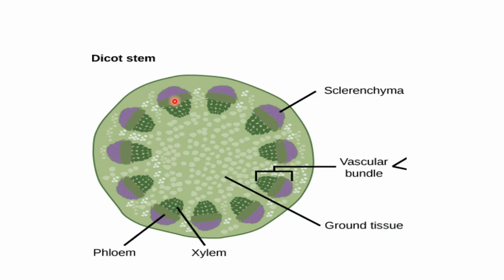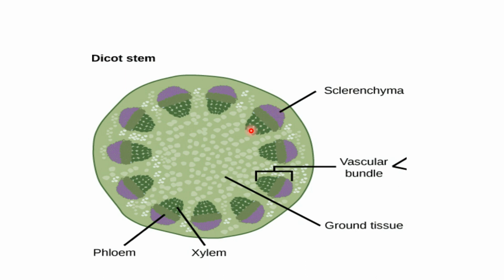Now this is a cross-section of the stem. It's a dicot stem. You can see the vascular bundles. These vascular bundles are arranged in a ring in the stem. Each vascular bundle contains xylem, phloem, and sclerenchyma. The sclerenchyma is just like in the outer part here.